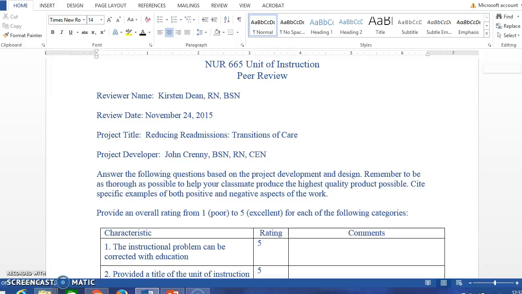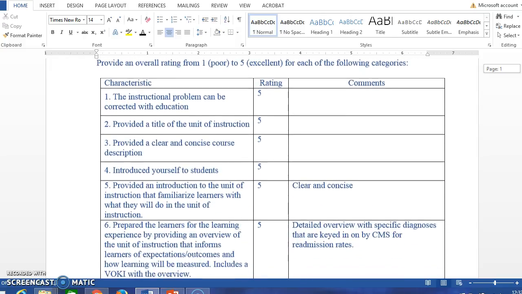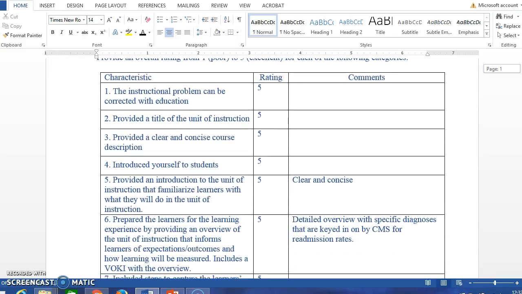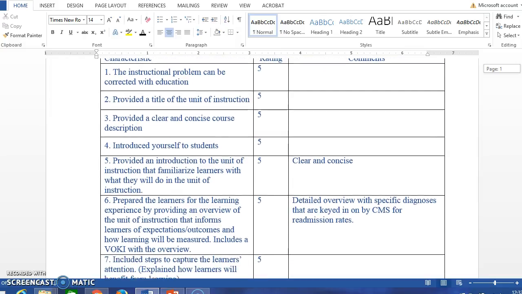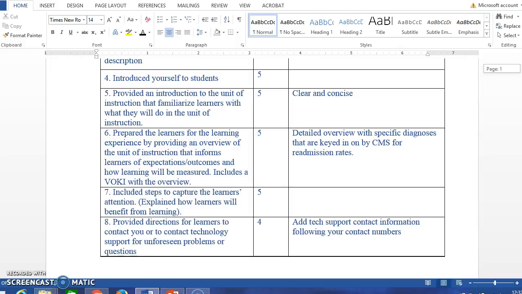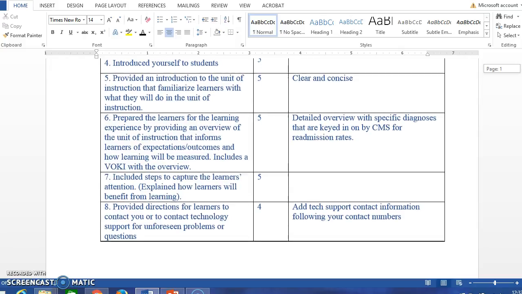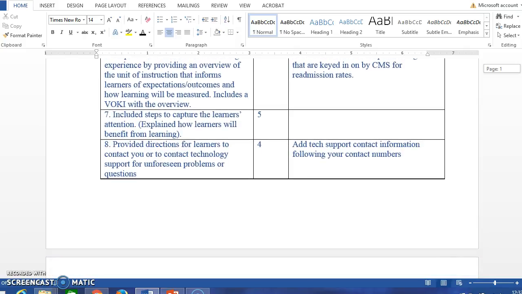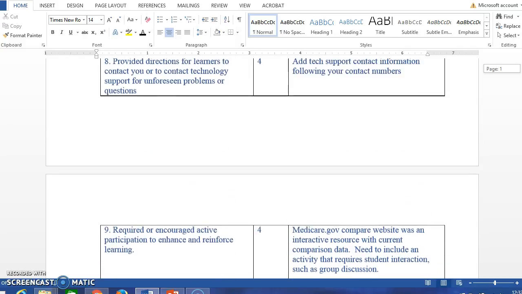If you'll look down as we go through the first few, they look excellent. Your introduction to the unit of instruction was definitely clear and concise. You prepared the learners with a detailed overview of specific diagnoses that are keyed in on by CMS for readmission rates. You had your vocab there at the bottom. You captured your learner's attention.